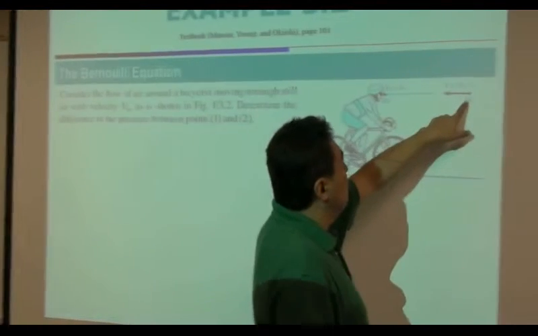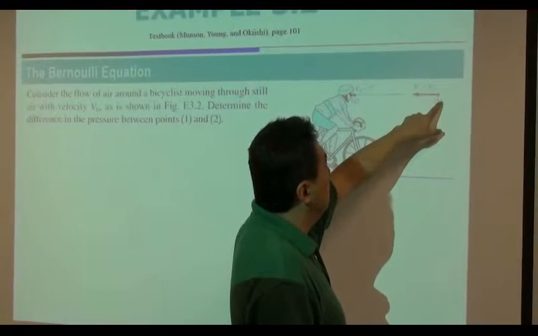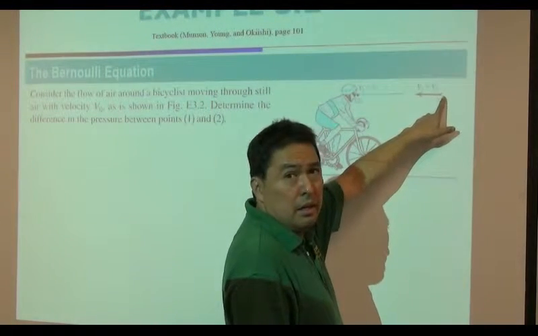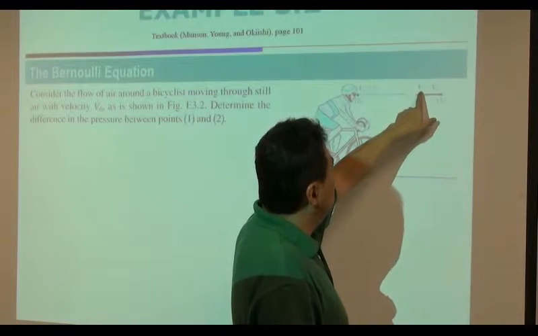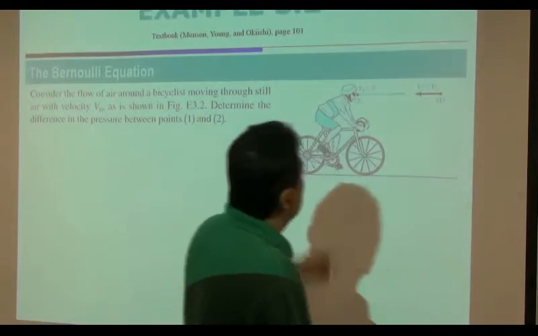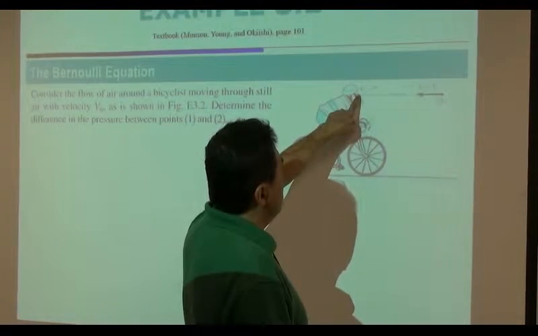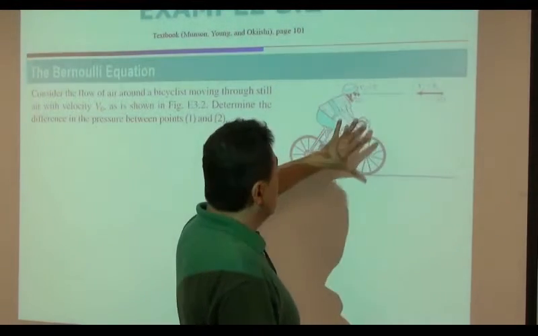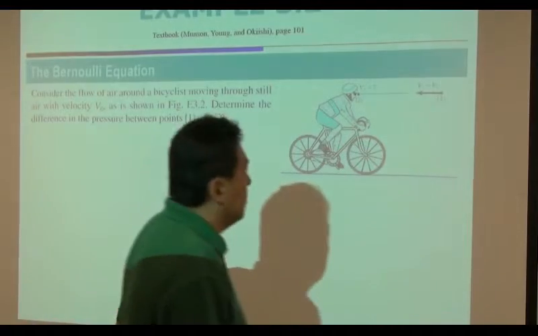Now, point 1, as you can see, v1 equals v0. Wait a minute. Point 1 is right here. It's still air. Air is not moving. But it says velocity is v1 equal to v0. Oh, what do you mean by that? v2 is 0. Velocity is 0 here? Why is it 0? This person is moving. So this is, relatively speaking, fairly confusing.